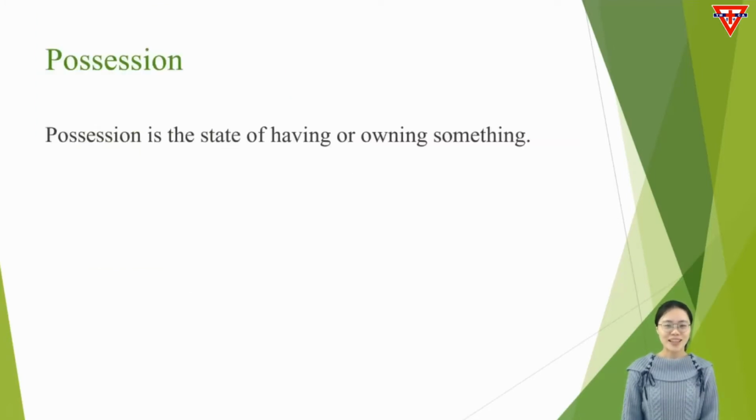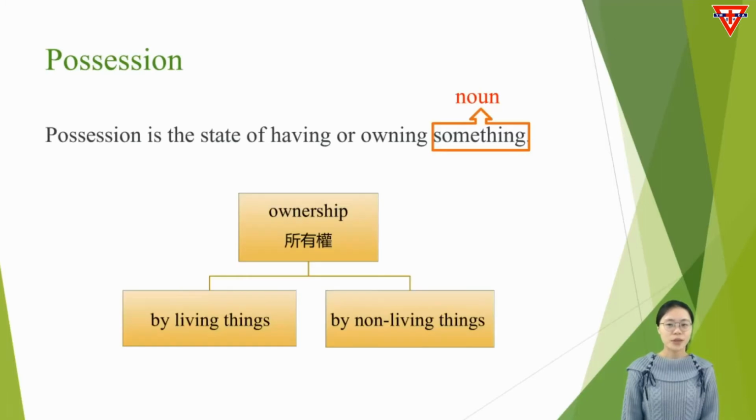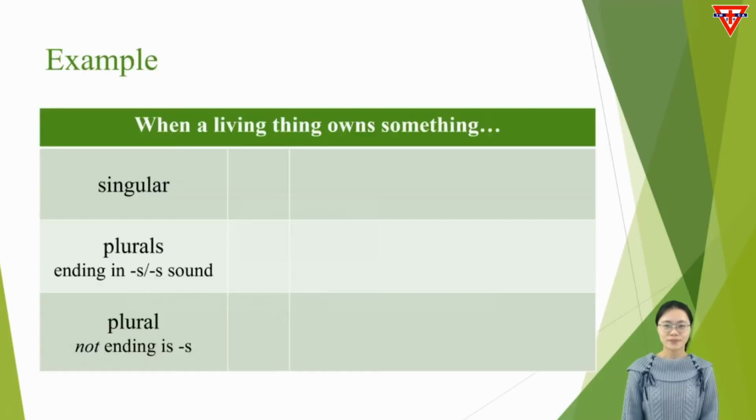So, what's possession? Possession is the state of having or owning something. Something is a noun. Possession means ownership. Living things and non-living things have different ways to express that. Let's focus on ownership by living things first. There are 3 basic rules when a living thing owns something.